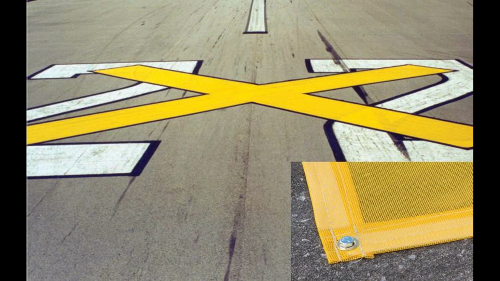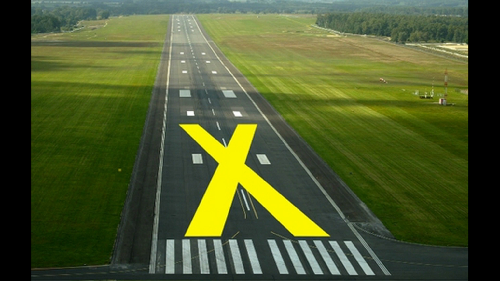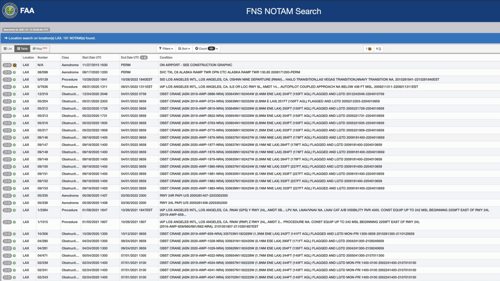Our final runway marking that you can encounter, although not likely in the sim, is a large yellow X painted at both ends of the runway. This indicates a temporary runway closure. These are typically detailed in the local NOTAM or Notice to Airmen.